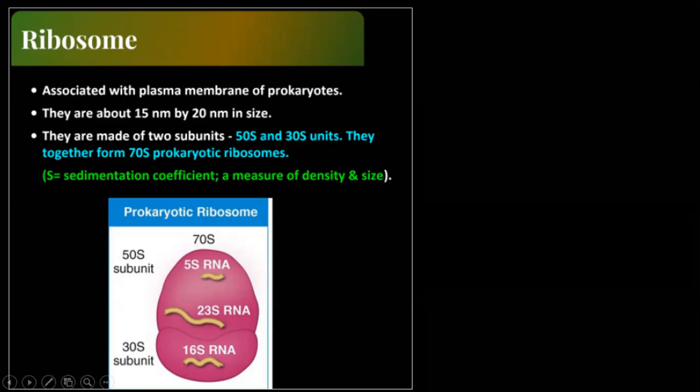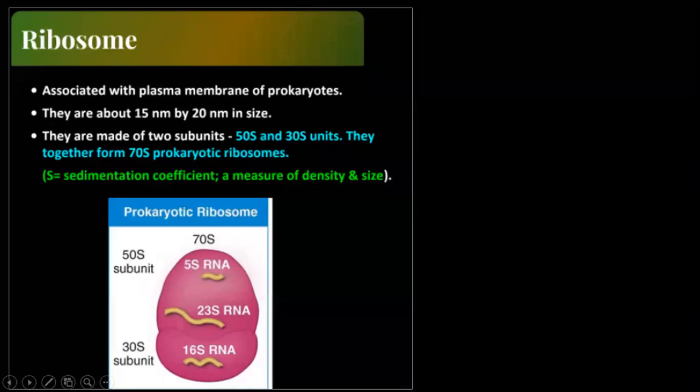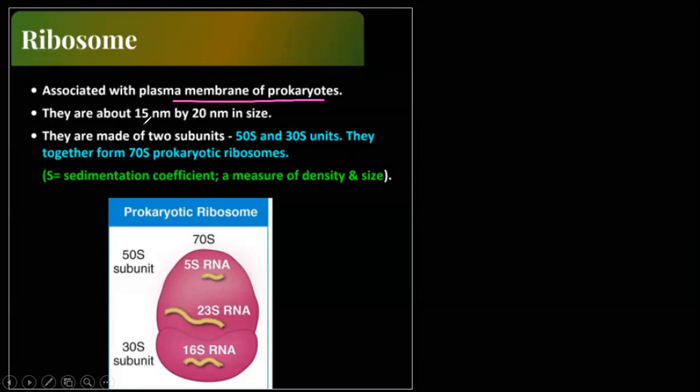Ribosomes. They are associated with the plasma membrane of prokaryotes. They are about 15 nanometer by 20 nanometer in size.